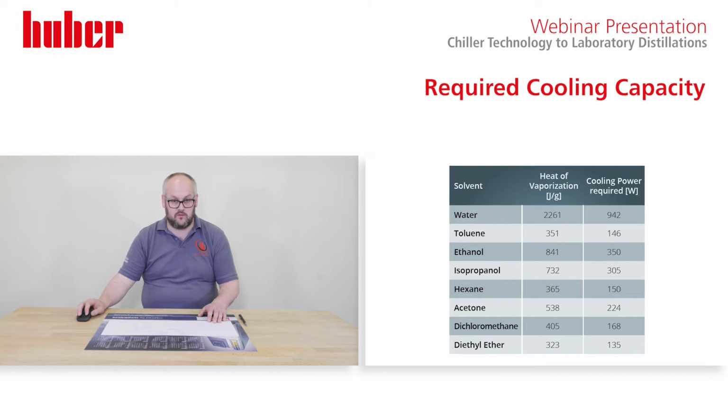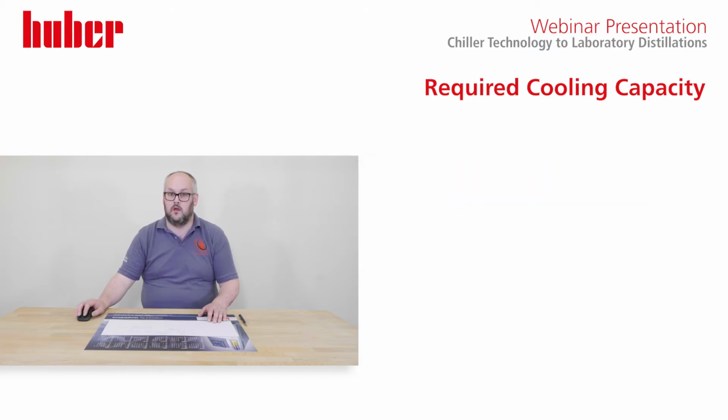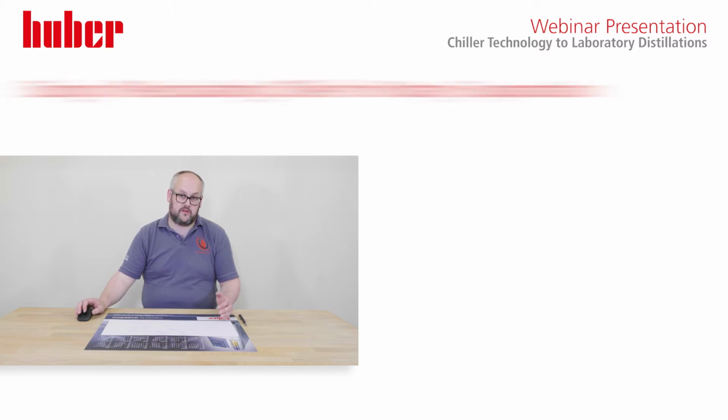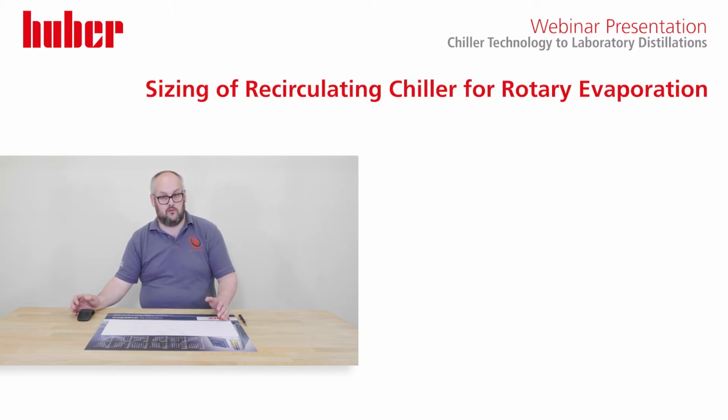But the more common solvents like toluene, ethanol, IPA, isopropanol, hexane, acetone, and even dichloromethane and diethyl ether, which are very low boiling solvents, we can see how much cooling power we need to apply. So, how do we size a recirculating chiller then for your rotary evaporator?